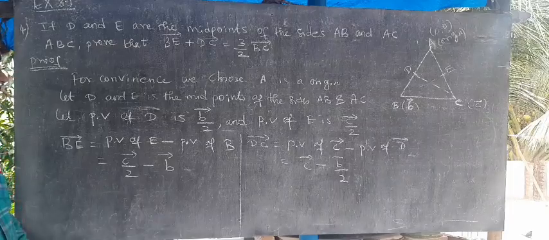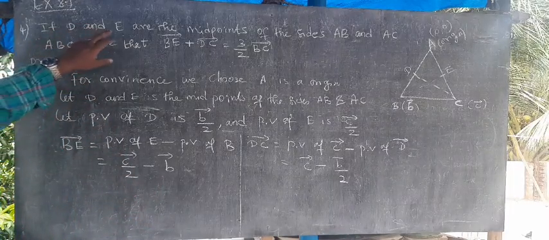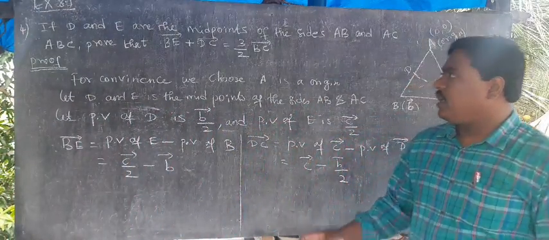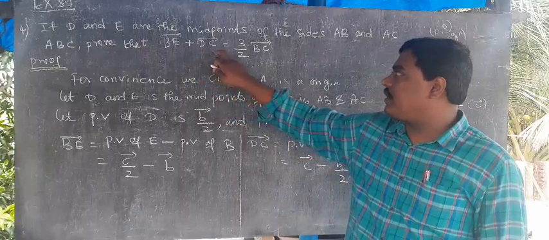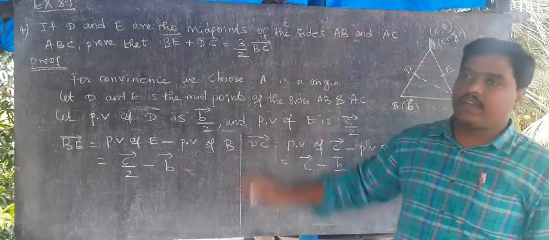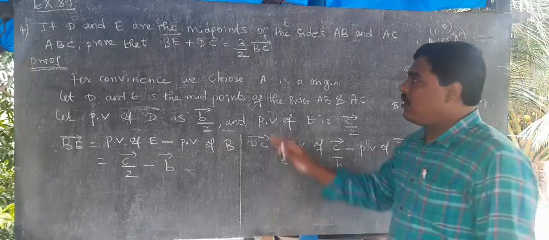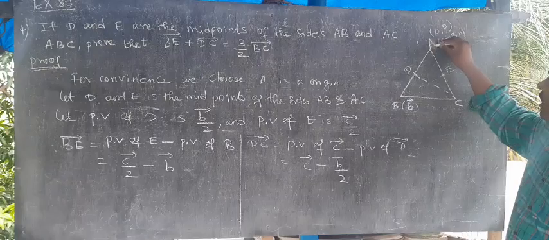Clear? So listen, again I say what we need. Question is: if D and E are the midpoints of the sides AB and AC of triangle ABC, prove that BE vector plus DC vector equal to 3 by 2 BC vector. Clear? So I draw one triangle ABC. We choose A as the origin.